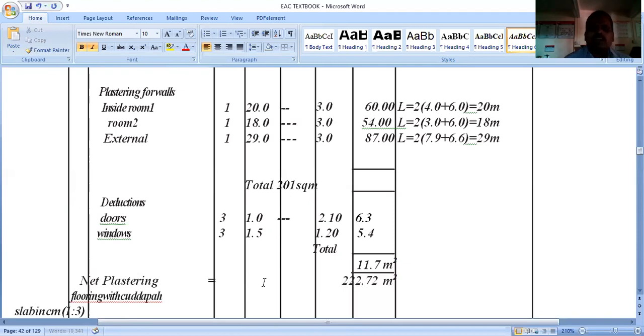So the total will be how much? Our total plastering is 201 square meter. From that, the total deduction is 11.7 square meter. So the net actual plastering will be equal to 201 minus 11.7, that will be 189.3 square meter. In this manner, we are going to calculate the quantity of plastering.